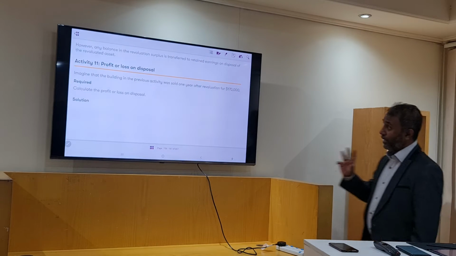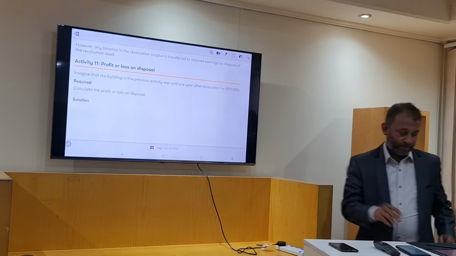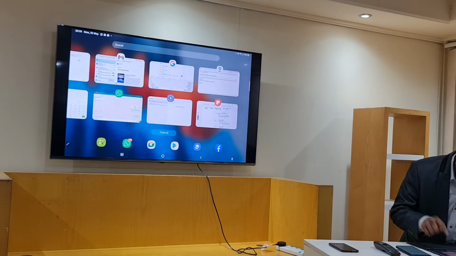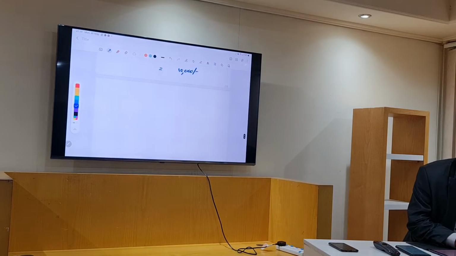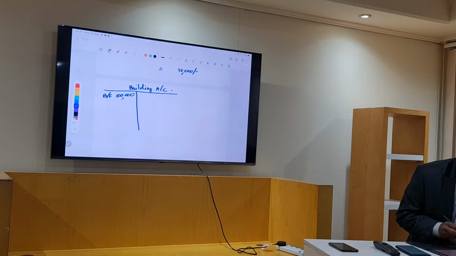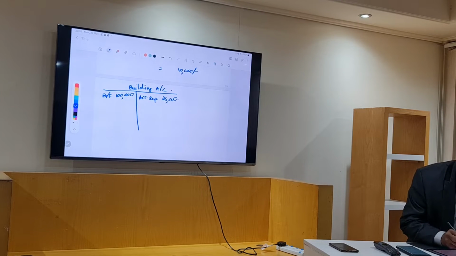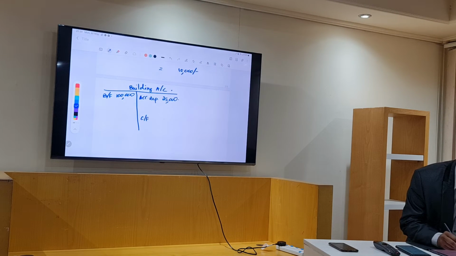Now, here I need to calculate profit or loss on disposal. See here, I have the building account. Originally I had 100,000. Then I brought my accumulated depreciation 25,000. Then the carry forward new amount is 150.